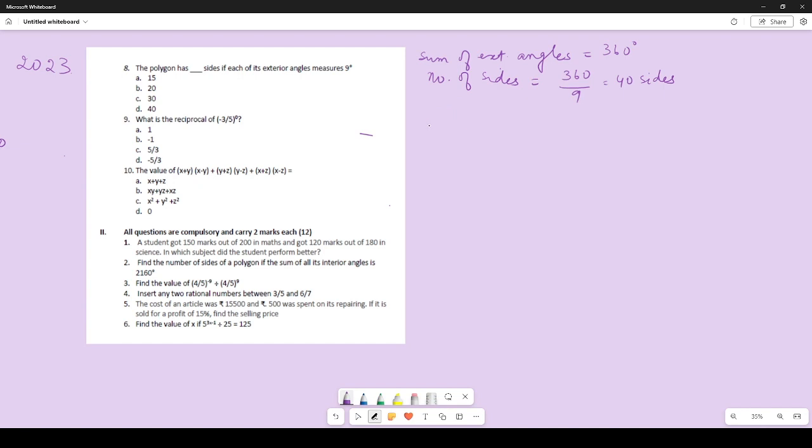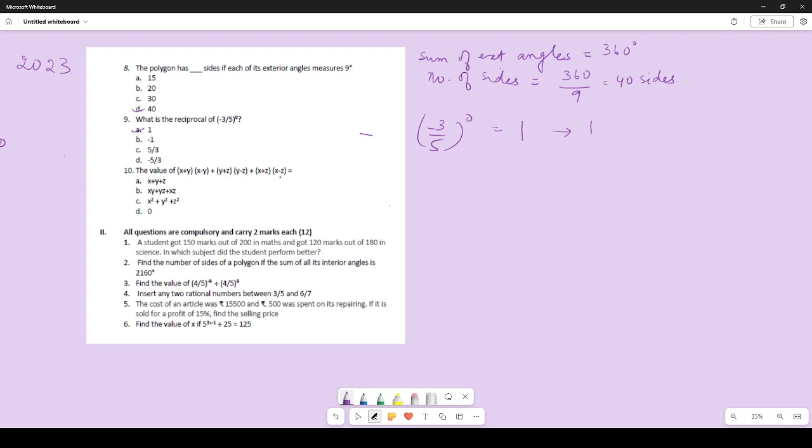What is the reciprocal of minus 3 by 5 to the power of 0? Now, if you remember correctly, anything to the power of 0 is 1, and reciprocal of 1 is always 1. So, A option will be your correct option.